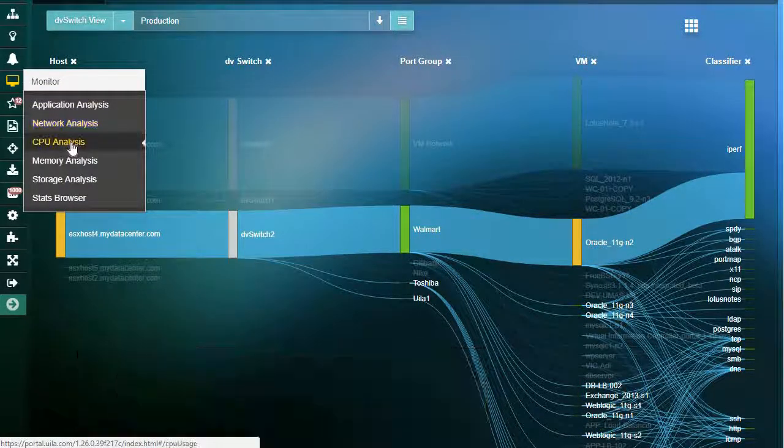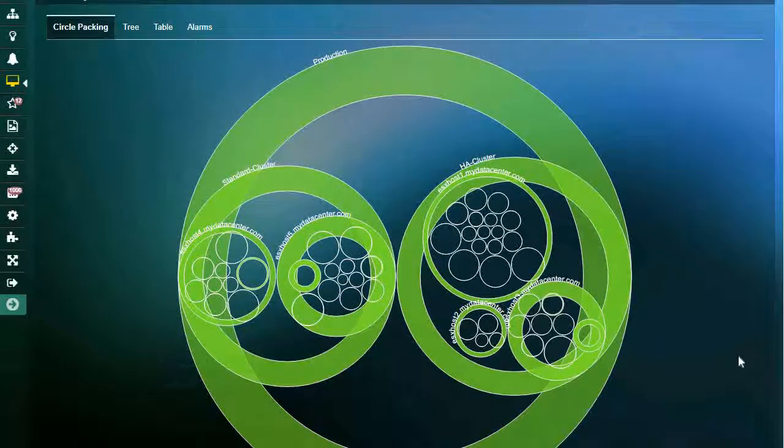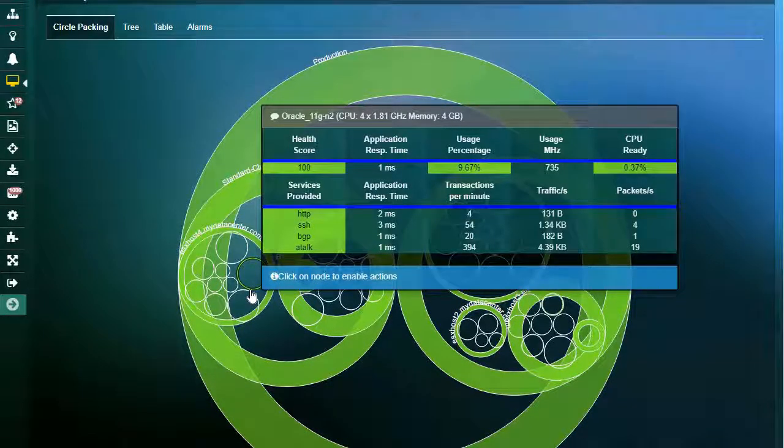Again, I can also look at the CPU analysis, and it shows what's going on. Everything is green. This is in my production. There's an HA cluster, a standard cluster, and then all of the VMs inside. We can see which ones are eating resources. If I click and hover, it should come up here. There we go, so there's our Oracle 11G N2 CPU. It shows you the information: health score 100%, application response time a millisecond, the different services that it's hosting: HTTP, SSH, BGP, AppleTalk. And usage percentage, about 9.6%. CPU is pretty minimal, 0.37%. So once again, a lot of great information.